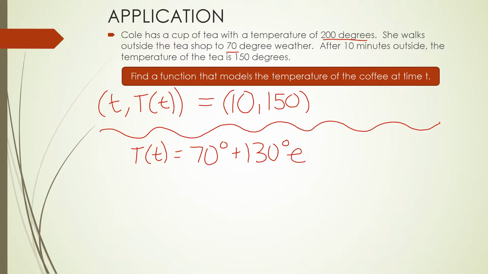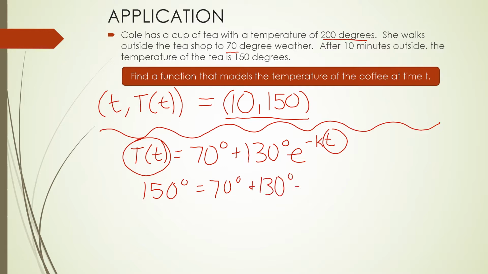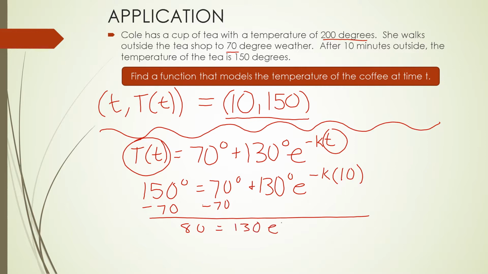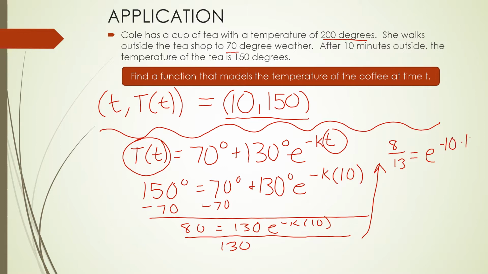Then we of course have our e, we're solving for the k, and we are going to plug in our ordered pair for the t and then for the temperature. So we'll have 150 degrees equals 70 degrees plus 130 degrees e to the negative k times 10. And we can subtract the 70. That's going to give us 80 equals 130 e to the negative k times 10. And then we will divide by 130, which is going to give us 8/13 equals e to the negative 10 times k.